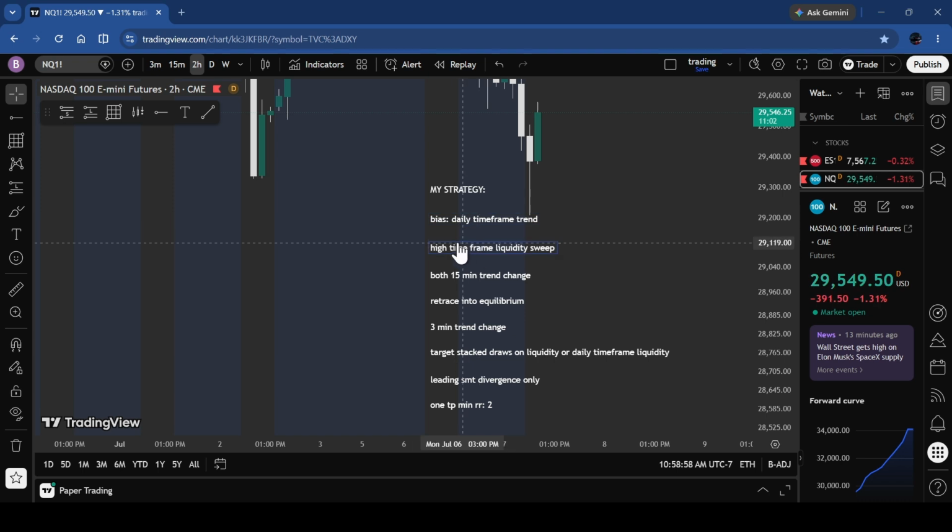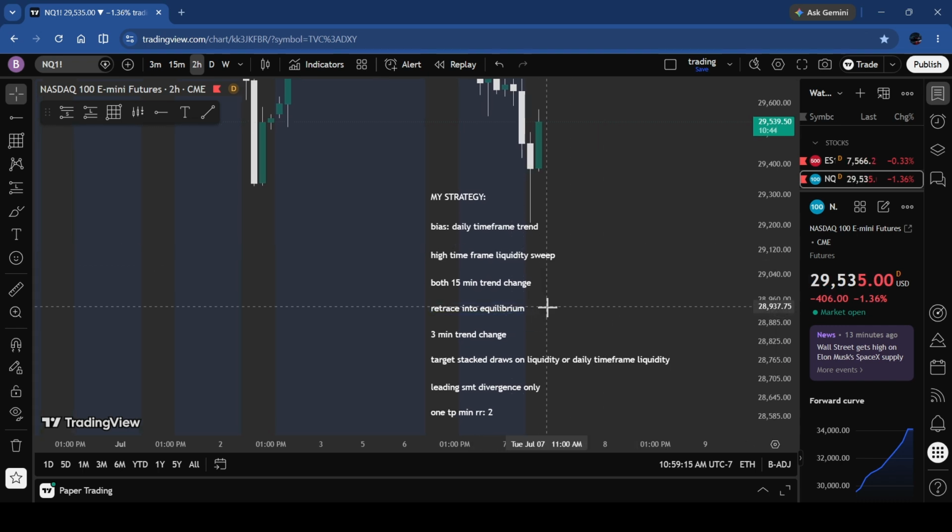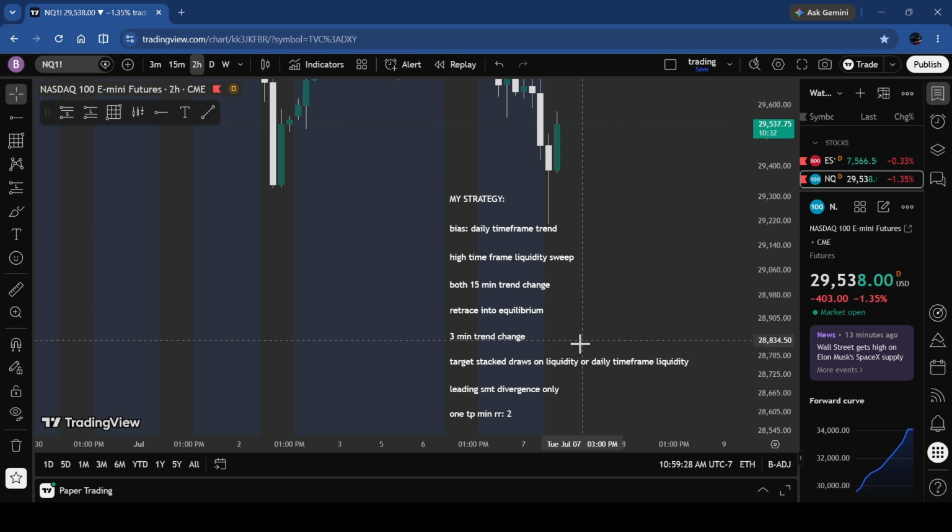We get bias on the daily time frame, a high time frame liquidity sweep, and a 50-minute trend change on both indices, because if one is going to be bullish and the other is going to be bearish, then the market hasn't decided where it's going to go. And then retrace into equilibrium instead of a fair value gap, because I think it's higher probability that we get a reaction off of equilibrium other than just one small fair value gap, or that's just what I like using.